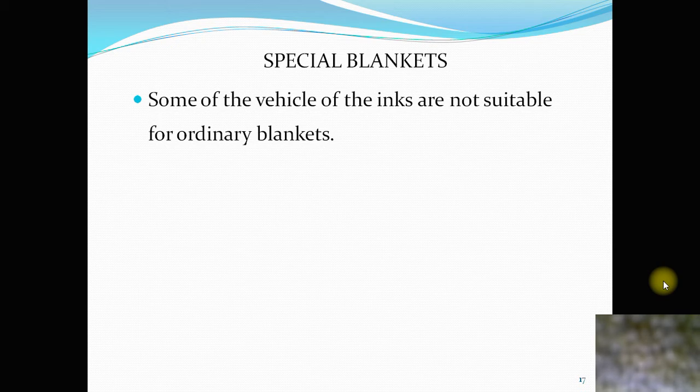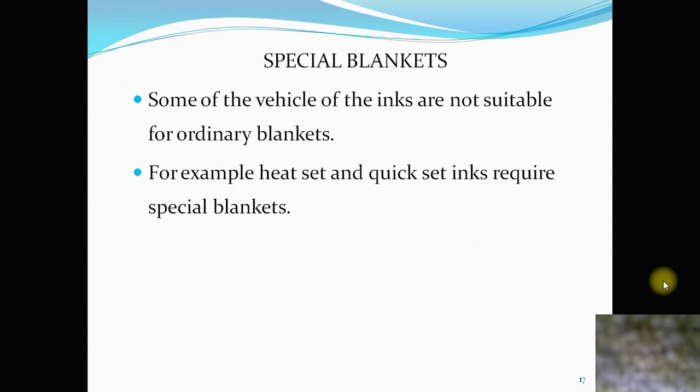Those 4 blankets are categorized according to the substrate we are going to print on. But here, if we are thinking about the ink, those 4 types of blankets are not suitable. Here, on the basis of the vehicles we are using in the ink, we decide the type of the blanket to be selected. For that purpose, special blankets are used. For example, sheetfed and fixed inks require special blankets.